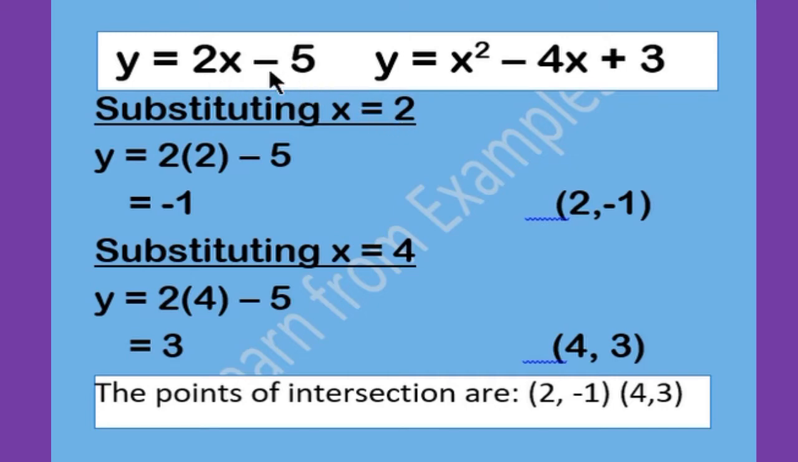Substituting 2 in place of x here, we get 2 into 2 minus 5 as shown here, and simplifying that we get negative 1. Putting that as an ordered pair, we have 2 as the x coordinate, and the y coordinate is negative 1. So we have the first ordered pair here. Next, substituting x is equal to 4 in the linear equation again, in place of x we'll substitute 4 here. So 2 into 4 minus 5 gives us 3, and putting that as an ordered pair, we get 4, 3. So the points of intersection of the line and the parabola are 2, negative 1 and 4, 3.